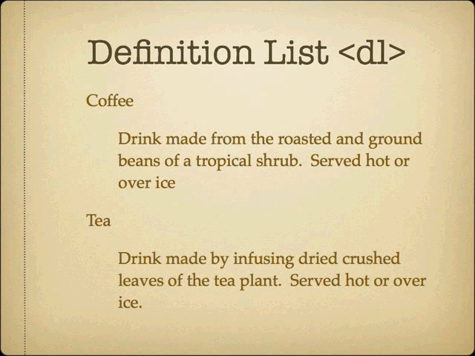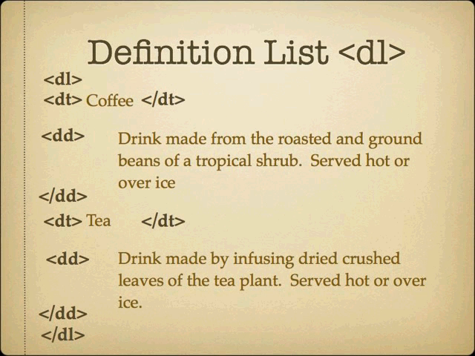So here we have coffee, that's the term, and then the definition is drink made from the roasted and ground beans of a tropical shrub, served hot or over ice. Similarly, we are defining tea as a drink made by infusing dried crushed leaves of the tea plant, served hot or over ice again. Each item in the definition list actually comes in two parts. There's the term and the definition. So let's wrap some HTML around this definition list here and see what it might look like.